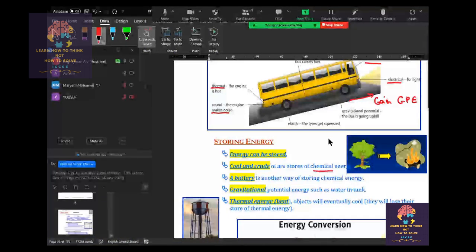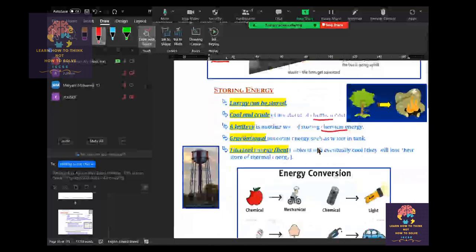The battery stores chemical energy. So the energy inside the battery, which is chemical energy, is converted to what? Into electrical energy, right? Okay. And we said gravitational potential energy. We took an example of a water tank, right? The water in the tank gains what? Gravitational potential energy.